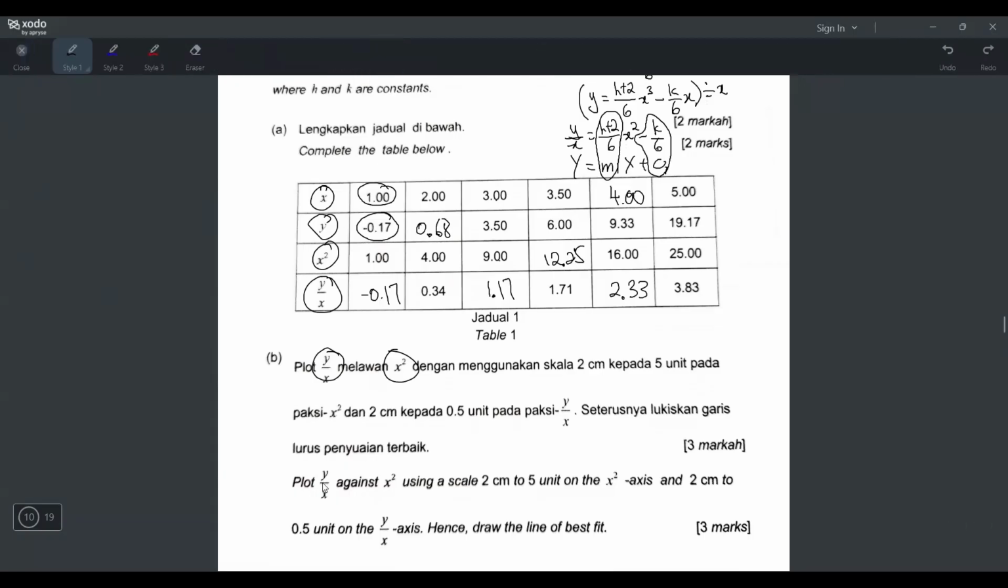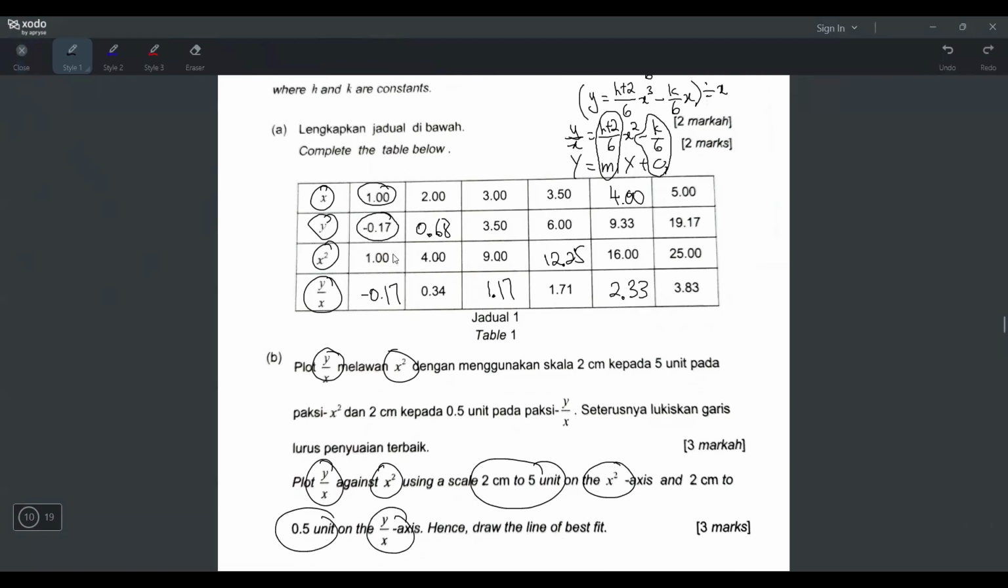Okay, part B says plot y over x against x squared. So later we have to use this table, the one below, not the one above. So we have to use the bottom table, using a scale of 2 cm to 5 on x squared, 2 cm to 0.5 on y over x, hence draw the line of best fit.